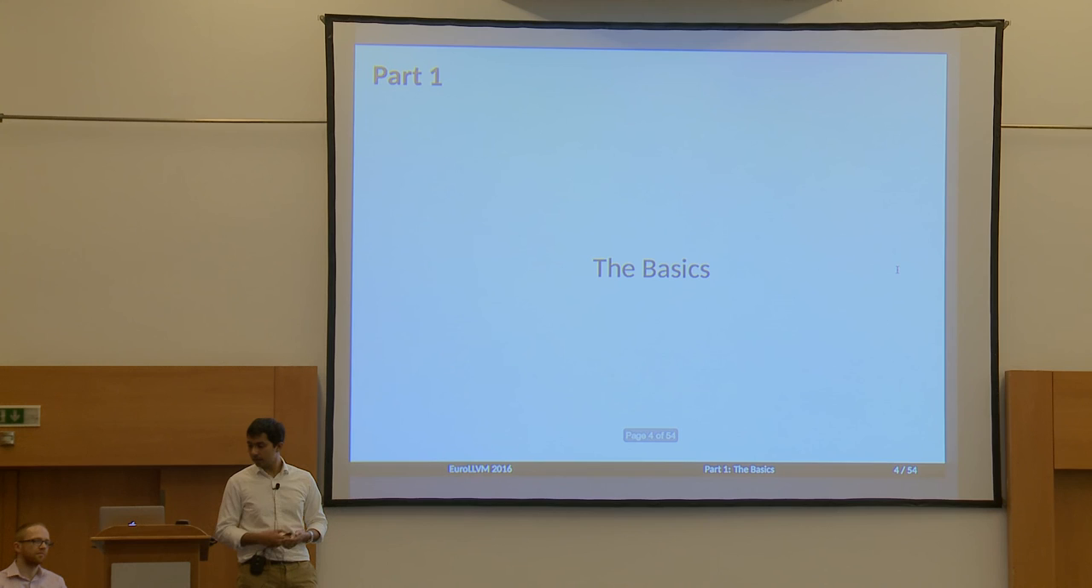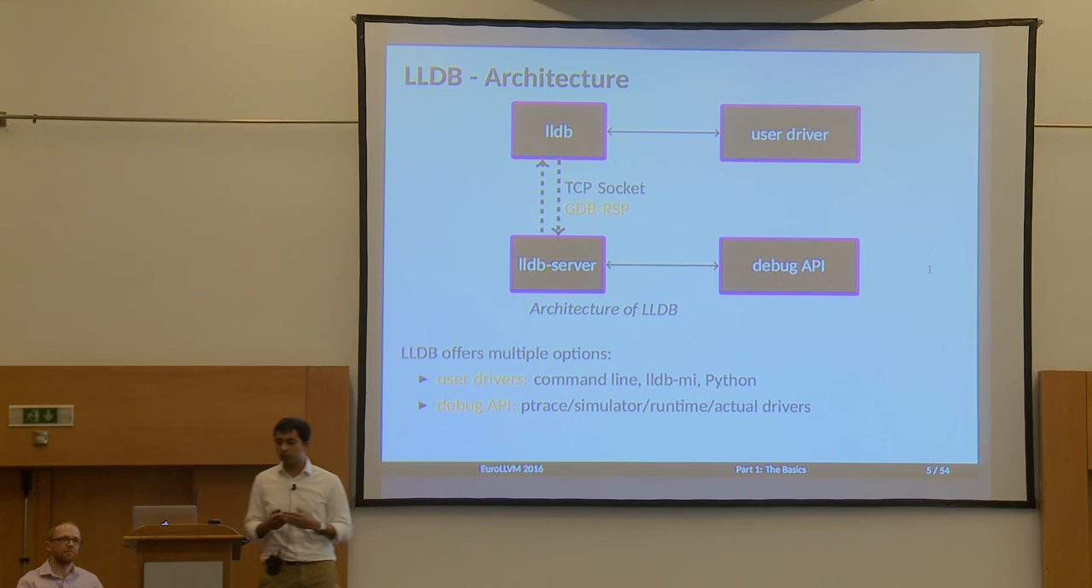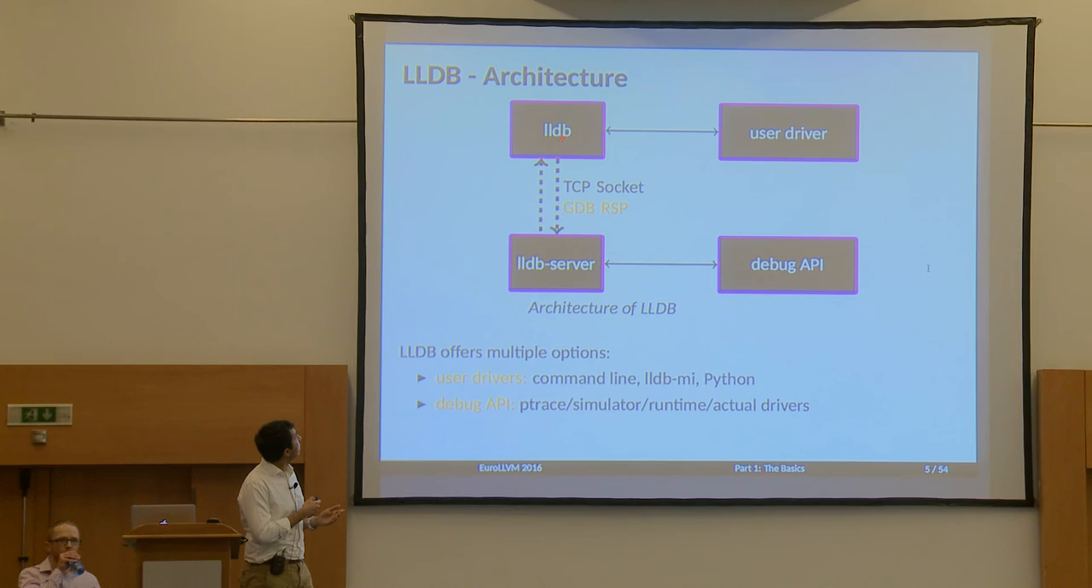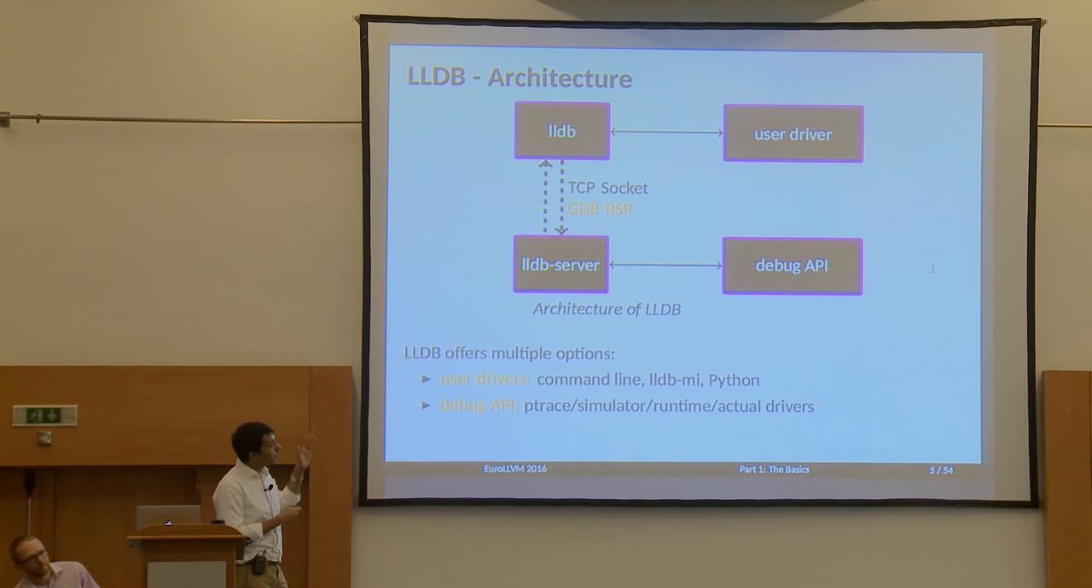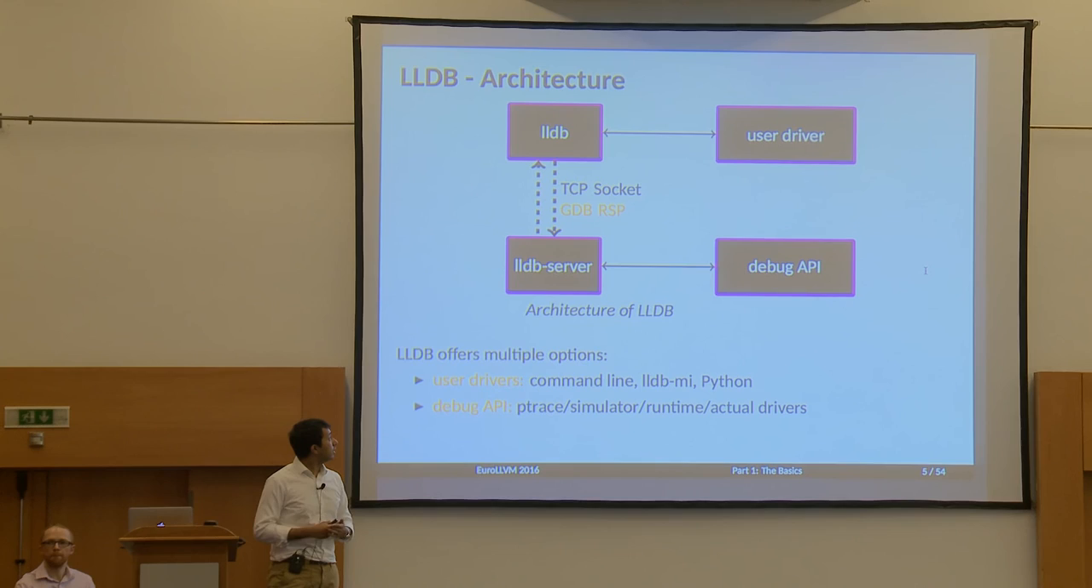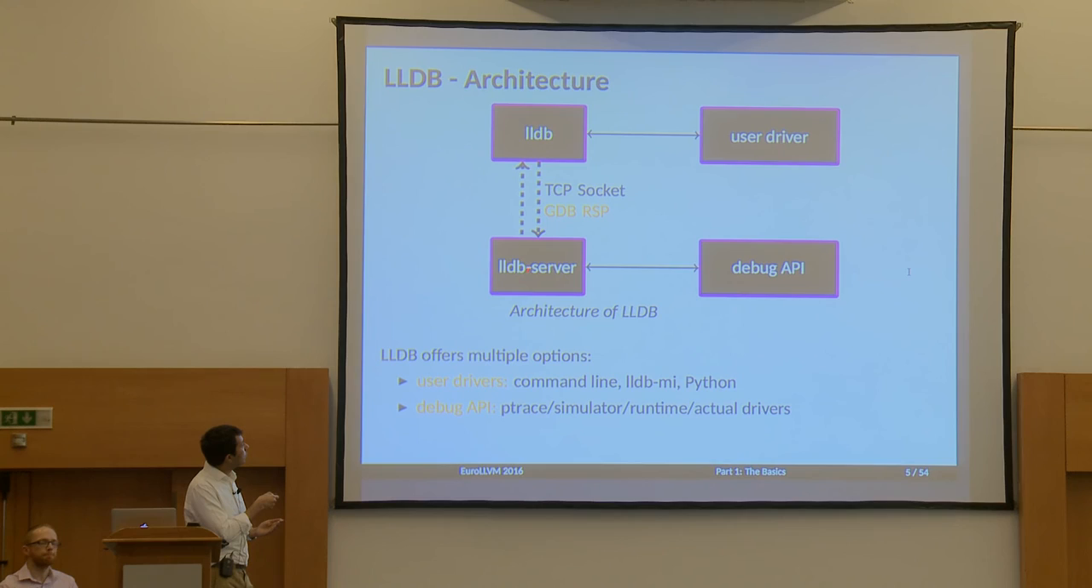So the basics. This is a generic architecture diagram for LLDB. Just to be clear, LLDB in caps here stands for the project, and lldb in lowercase means the binary, and that's lldb-server. It's just a generic diagram which shows you how each of those components fit together. The user driver here can be the command line driver that a user normally uses. It can be LLDB-MI, which works with Eclipse. It could be the Python API or anything like that. And LLDB talks to LLDB server through GDB RSP.